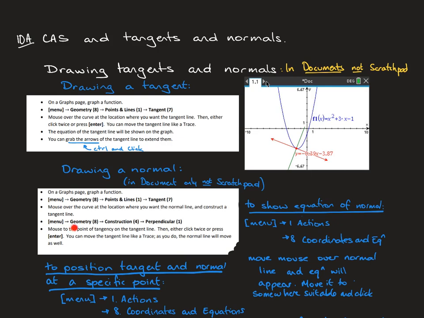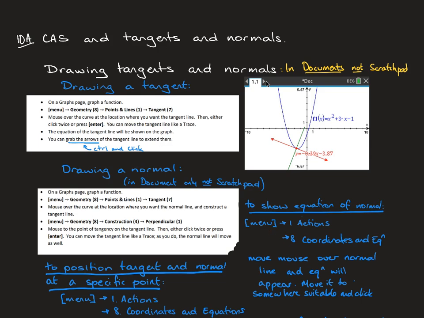Then to put a normal on, you again use the geometry menu, but this time you use construction and you construct a perpendicular line. When you do that, another dot will appear on the page, and then you just bring the dot down and click on the dot where your tangent is positioned. It will pop the line on, and then you just click again to say that that's where you want it to go.